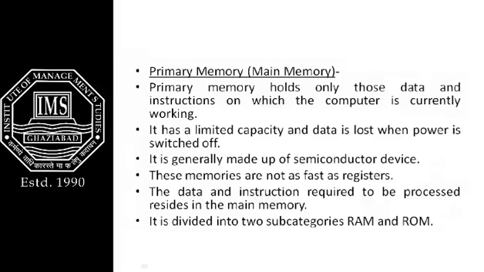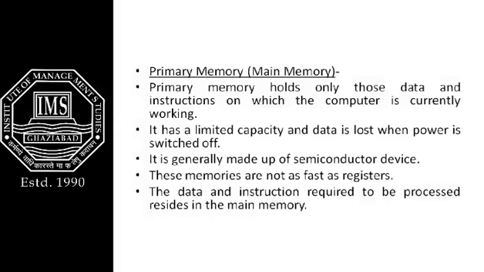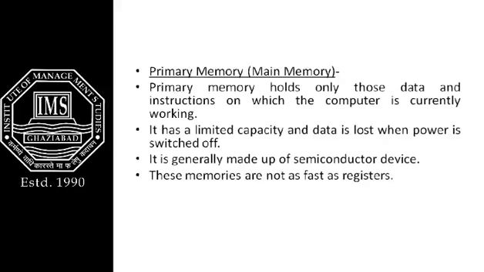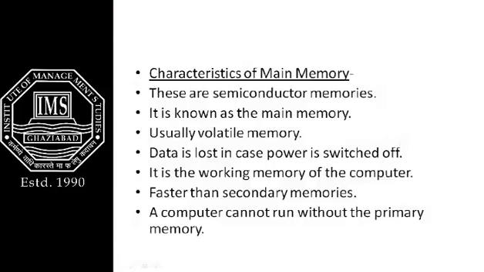The data and instructions required to be processed reside in the main memory. It is divided into two subcategories which we have discussed earlier, that is RAM and ROM. Now, moving further, the characteristics of main memory are: it is semiconductor memory, usually volatile, that is data is lost when the power supply is switched off.